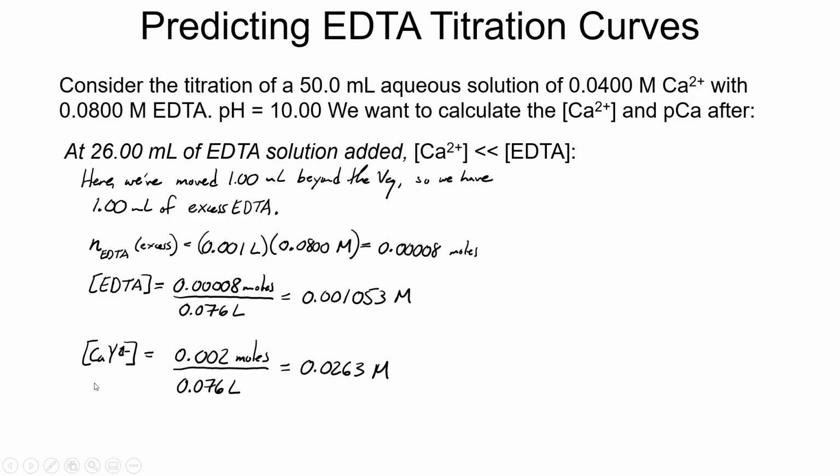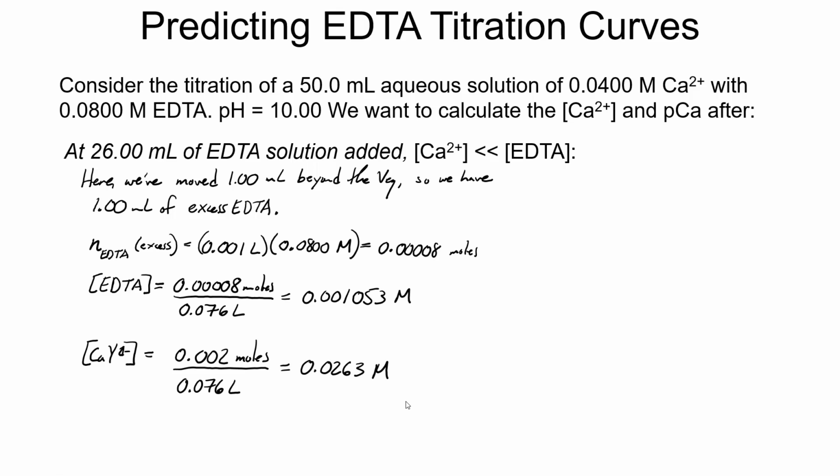We also want to know what the concentration of the CaY2 minus complex should be in this situation. We know that there should be 0.002 moles of CaY2 minus in solution at this point. Calcium is the limiting reactant now at this stage of the titration because we've gone past the endpoint, so we can't make any more of this complex than we had moles of calcium to begin with. So we take that 0.002 moles of calcium, which made 0.002 moles of CaY2 minus, divide by the new solution volume of 0.076 liters. The concentration of our calcium EDTA complex should be 0.0263 molar. What are we going to do with that?